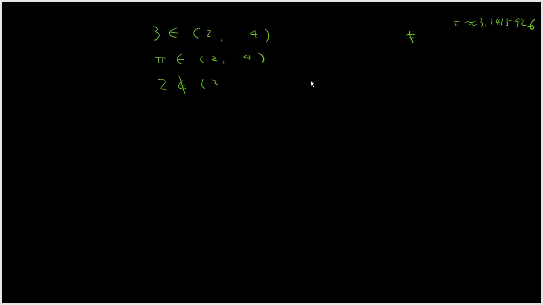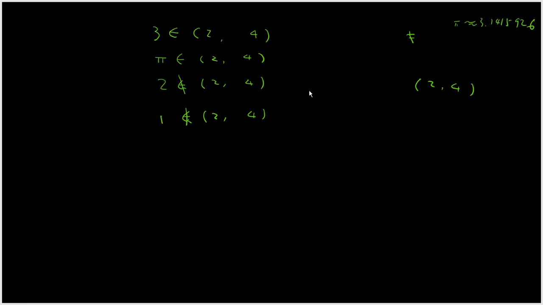The 2 is not in the interval, now let's say from 2 to 4. The full name for the interval is the open interval from 2 to 4. 2 is not in the open interval from 2 to 4. Okay, is 1 in the interval? Of course, 1 is not in the interval, right? 1 is not in the interval. So this is the interval notation.